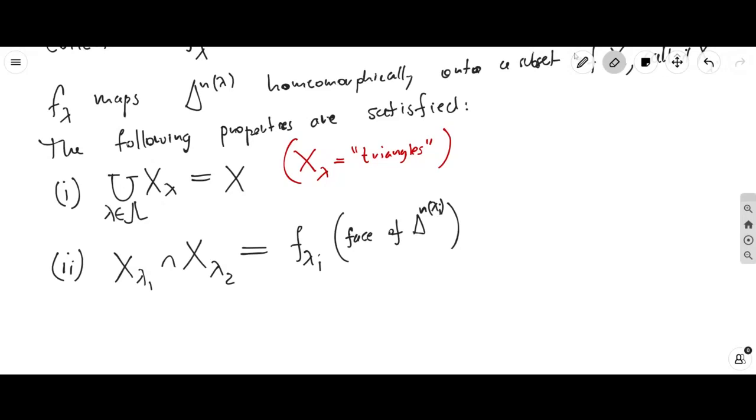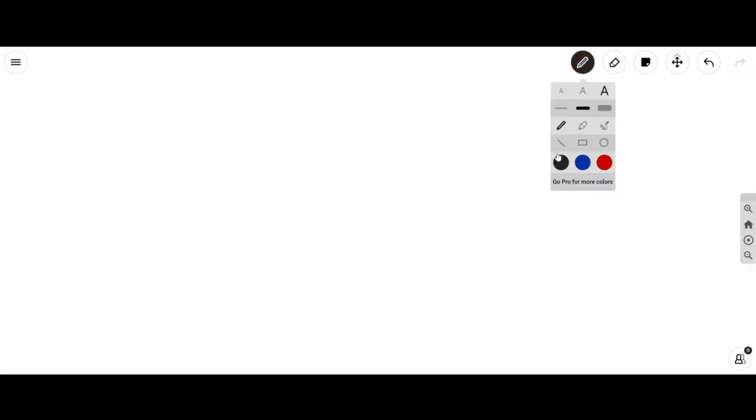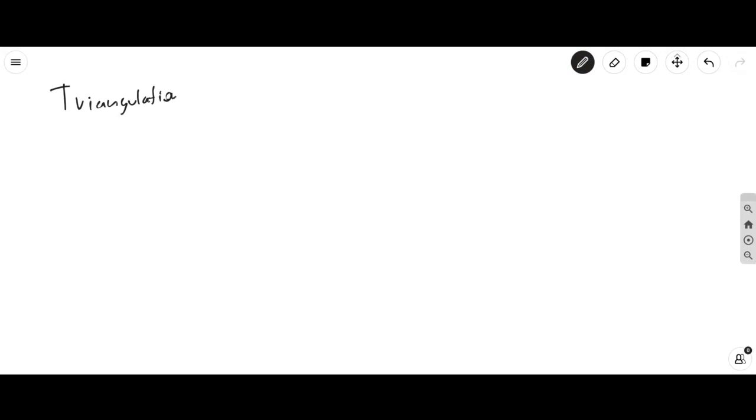Okay, so this is going to be the projective plane. This is going to be a triangulation of the projective plane. Let's just quickly recall what the projective plane is.